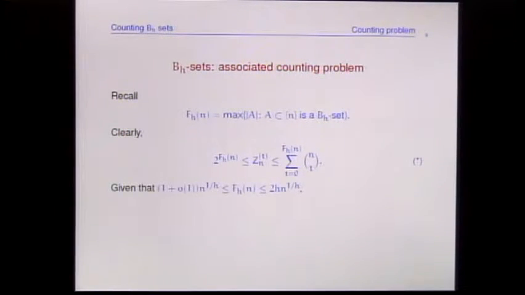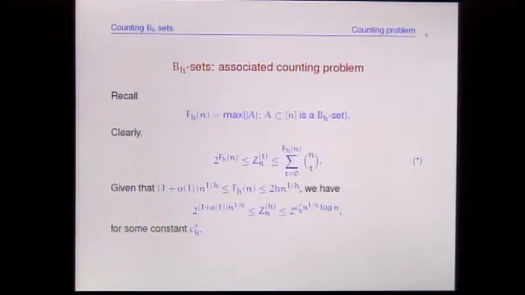Given that we do know that f_h of n is of order n to the 1 over h, if you just plug this into this star inequality, you get the following. You get Z_n of h is at least 2 to the n to the 1 over h, and 2 raised to n over h log n. So there's a log n difference in the exponent. And well, this is some constant.